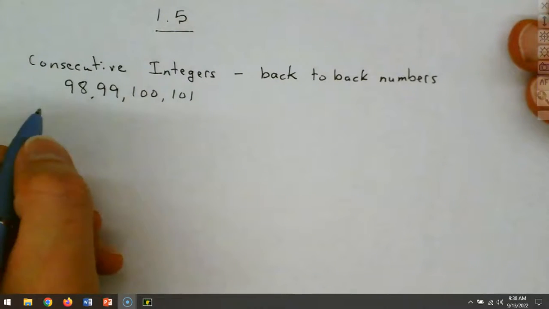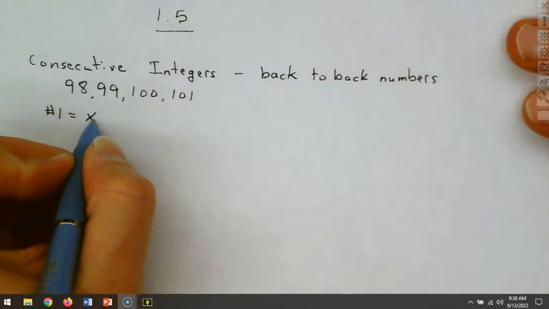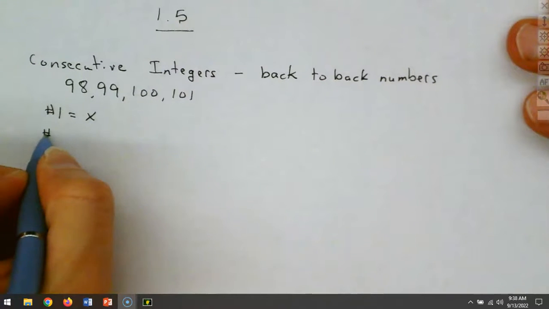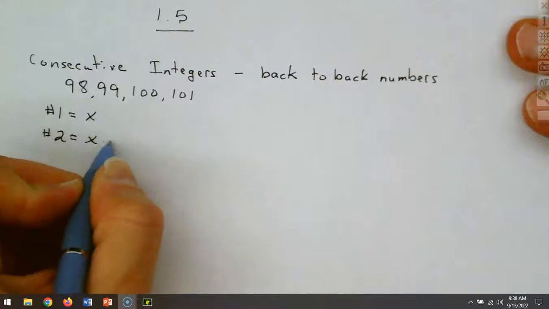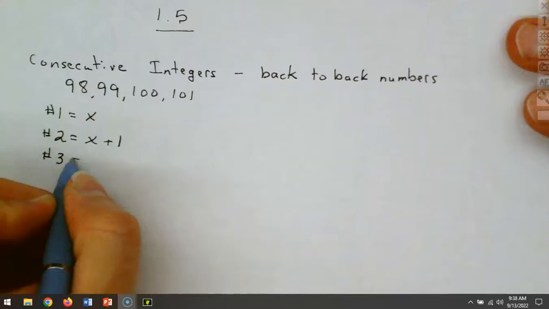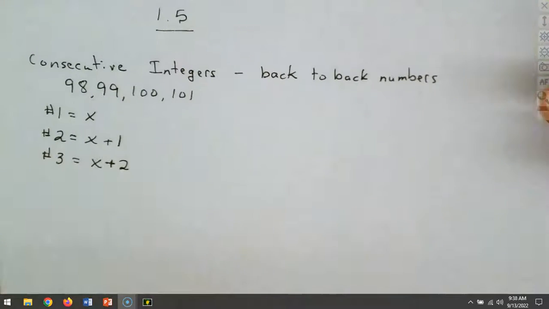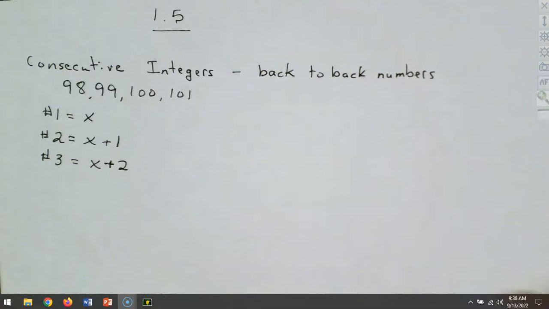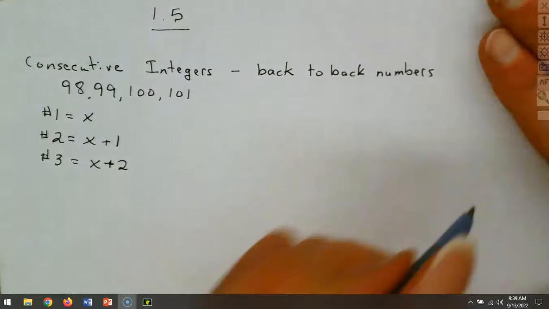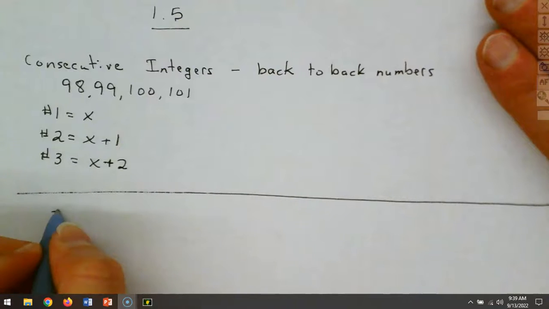And so when we work with these consecutive integers, the first number, we're going to call it x. The second number is going to be x plus 1. And the third number would be x plus 2. So each time when we work with consecutive integers, we add 1. If they are even or odd consecutive integers, we add 2.